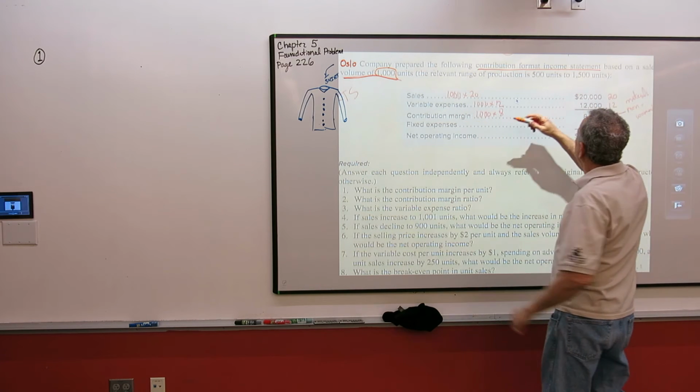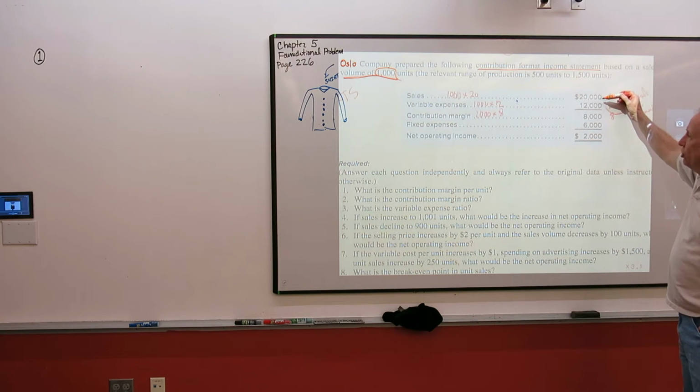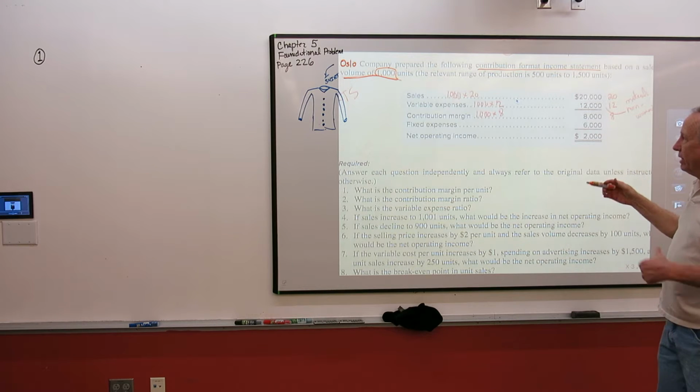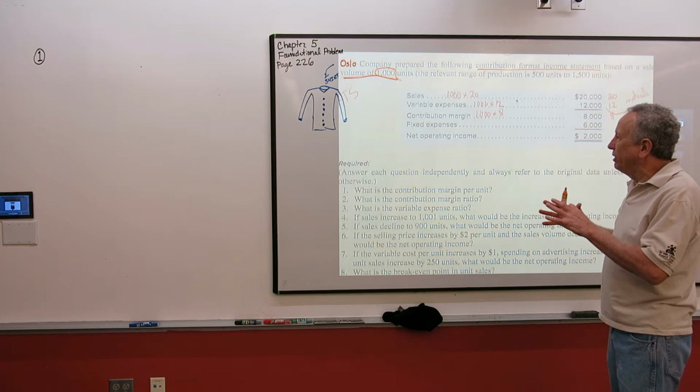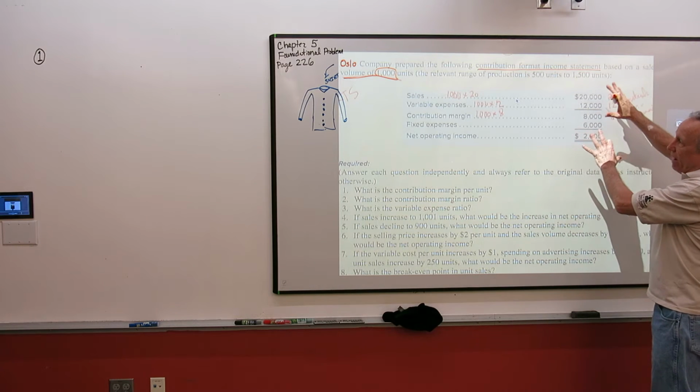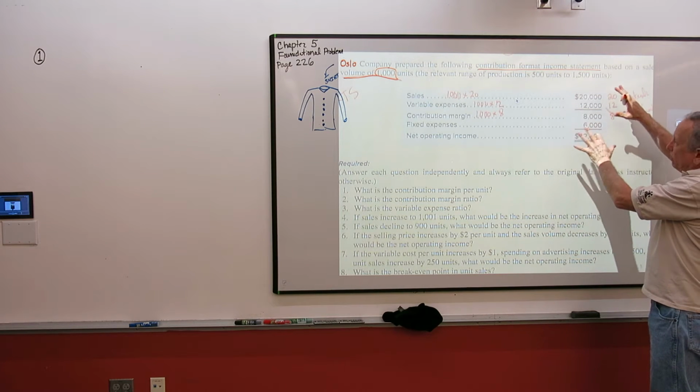this is what's really given. They tell you they think they're going to sell $20,000 in shirts. They think they're going to have variable expenses of 12. They're going to have a contribution margin of 8, and expenses of 6, and net operating income of 2. All right, that's great, but again, one of the best things you can always do is try and get back to, again, volume. And what I mean is volume and per unit costs.